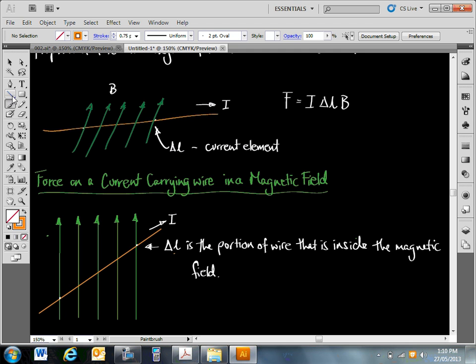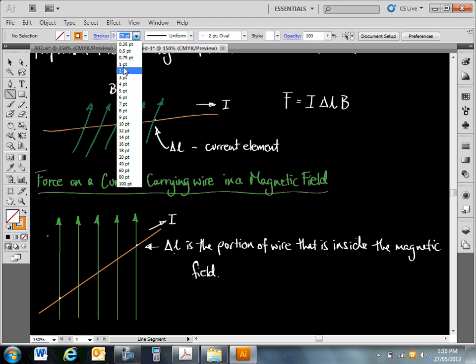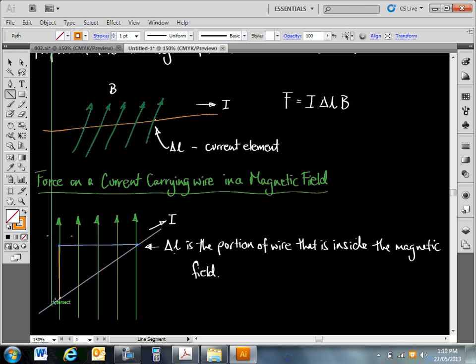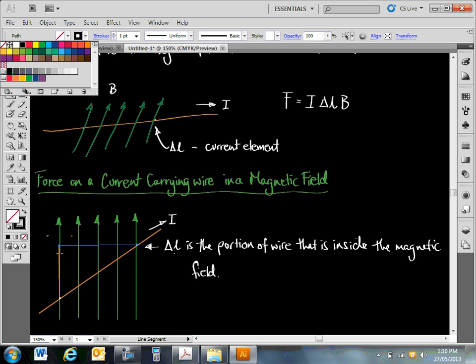Have a look at, I'm going to break up this wire into its two components. What I've done is I've taken this current element delta L and I've broken it up into its two components. Let's just show that they are components.